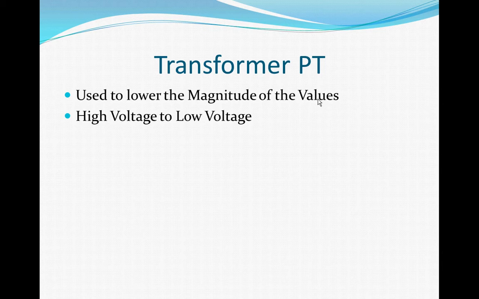The way in which this is normally done is you take a potential transformer, and essentially what that does is, through turns, lowers the magnitude of the voltage coming off of the transformer into something that you can scale. So it takes the high voltage and converts it down to something that's much smaller and much more readable.